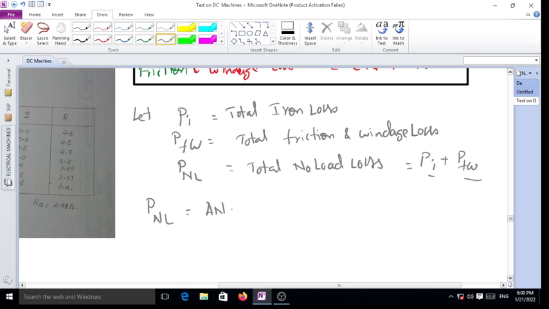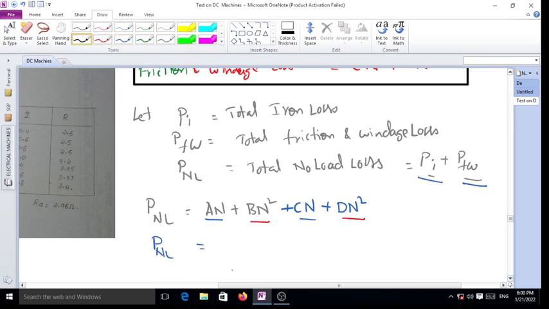P_i is equal to An plus Bn squared. Next, for P_FW, the total friction and windage losses, we are writing Cn plus Dn squared. From that, no load losses is equal to, taking n as common, and n squared is common from both.